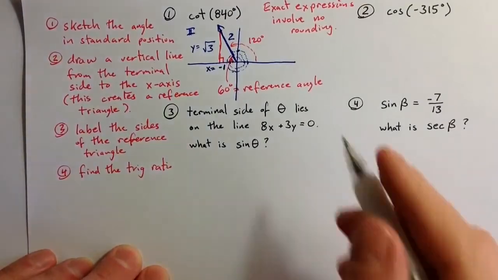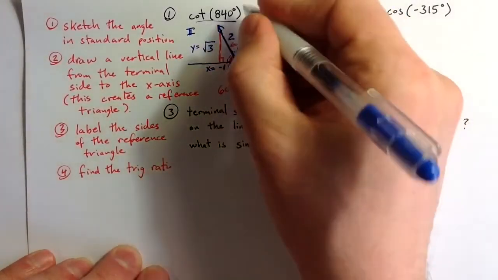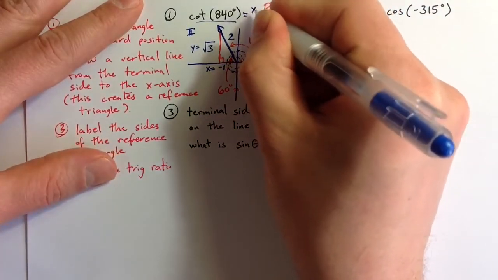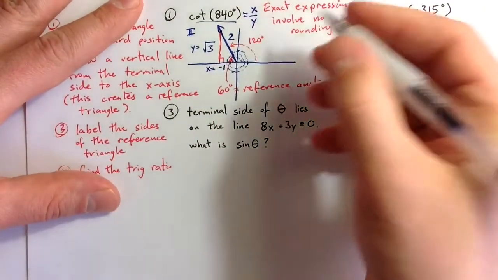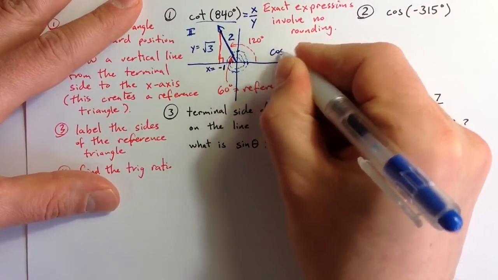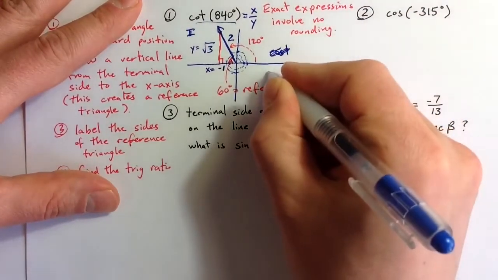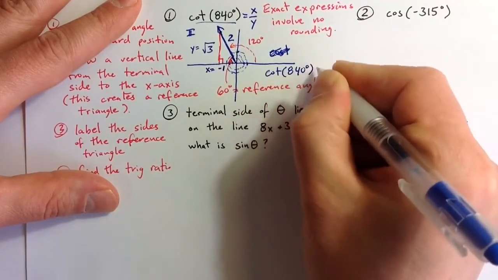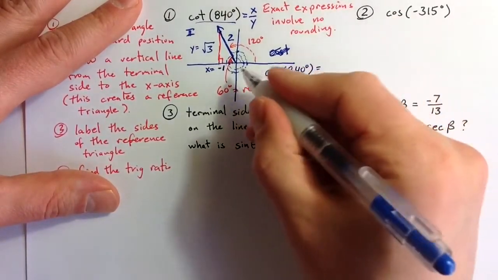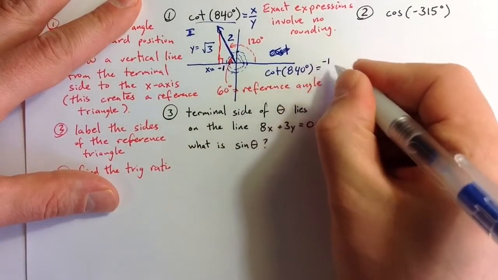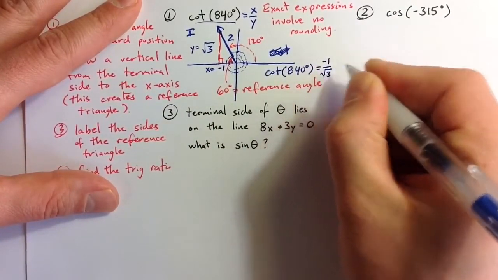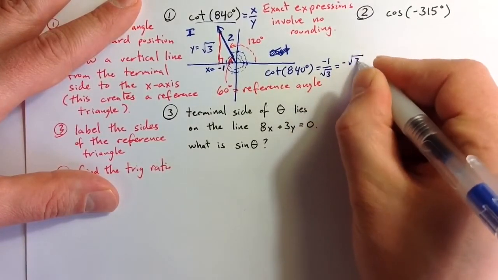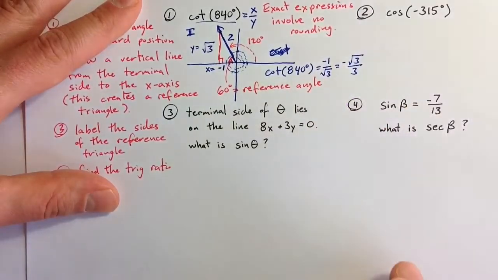For cotangent, cotangent is equal to the reciprocal of tangent, so we get x over y. And so to answer the question, cotangent of 840 degrees is equal to -1 over the square root of 3. Or rationalizing that denominator, I get negative square root of 3 over 3.